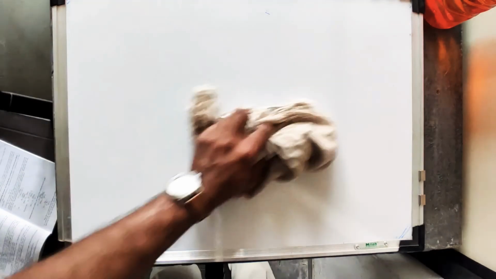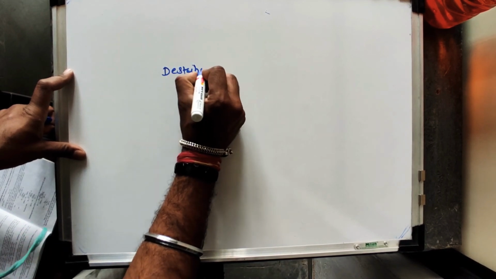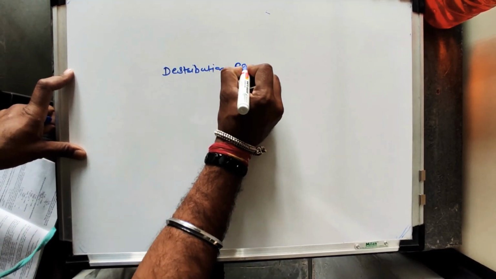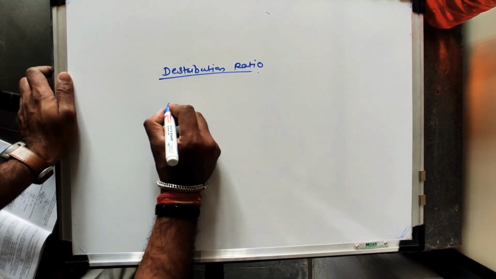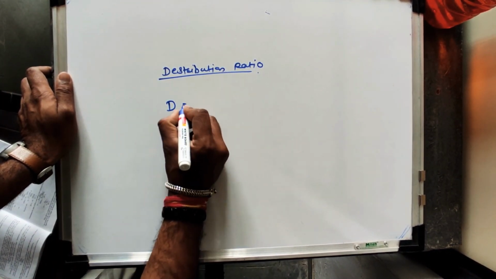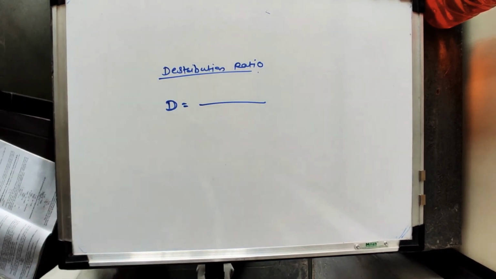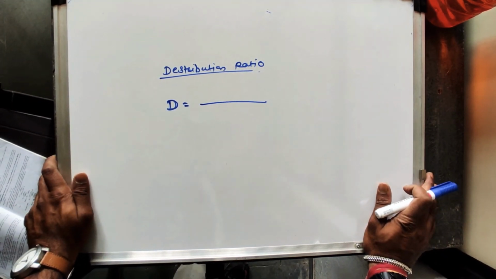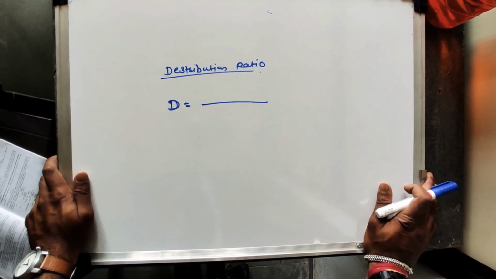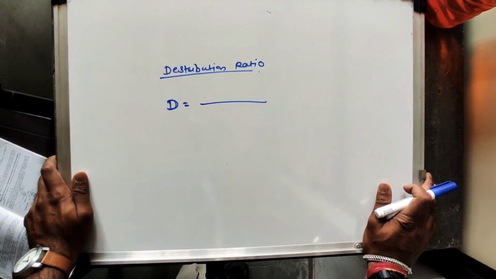Now, what do you mean by the distribution ratio? The distribution ratio is denoted by the symbol D. This is an important term, right? What is the distribution ratio actually? The distribution ratio is the ratio of the total concentration of a solute in the organic phase to the total concentration of the solute in the aqueous phase.